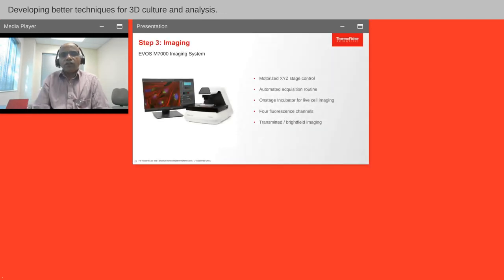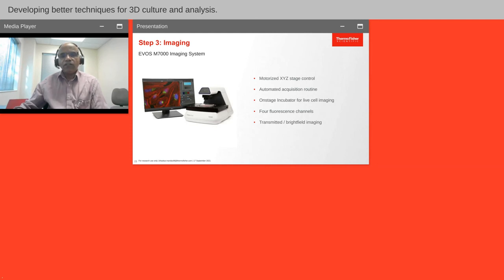So you can use our EVOS M7000 imaging system in an automated way, both in 384 well plates and 96 well plates. This is a way of quickly looking at your spheroids and also your staining patterns. But again, as explained before, this is a wide field imaging system, so you don't get clear delineation of the sample within the spheroid. So this is just for checking your sample.